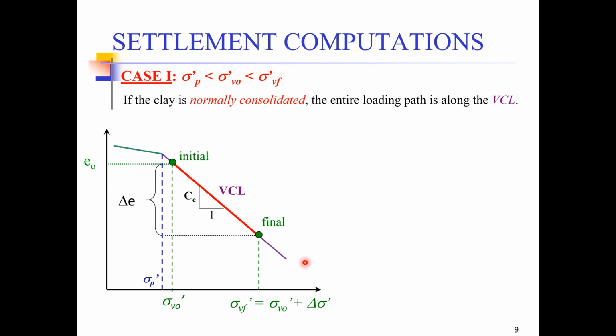Okay, so now this figure explains our case for a normally consolidated soil. Now, if you can understand this, from this we can easily determine the compression index.